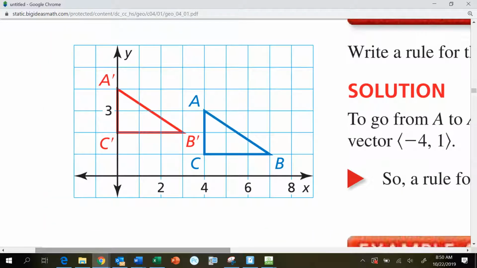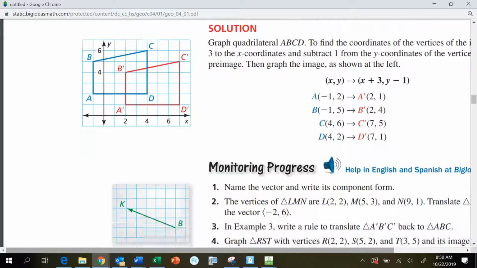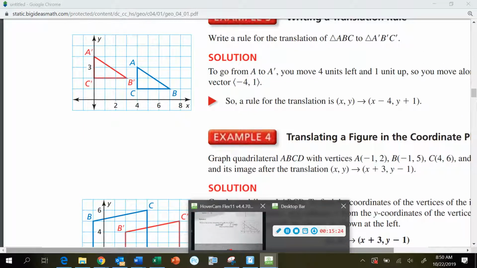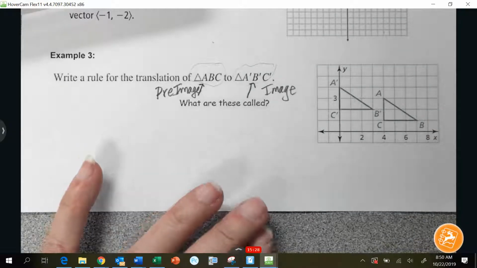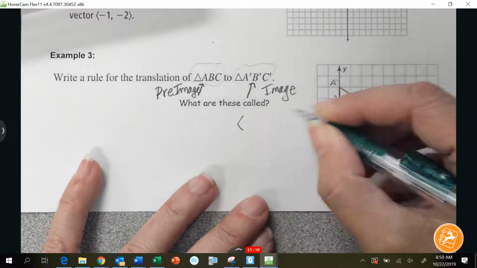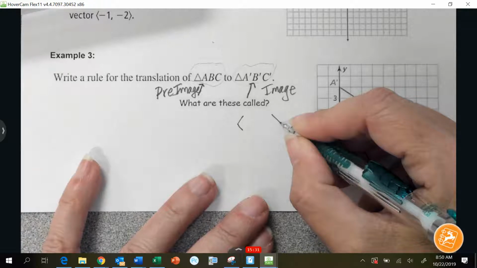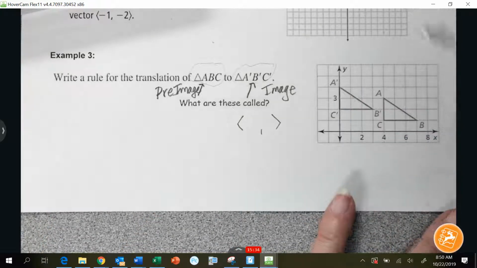Okay, we're going to write the rule. Find the component form of the vector, but that's not going to be our answer. But it might help us find our answer. So I saw some of you already writing this down.